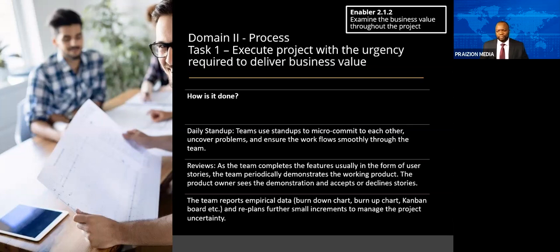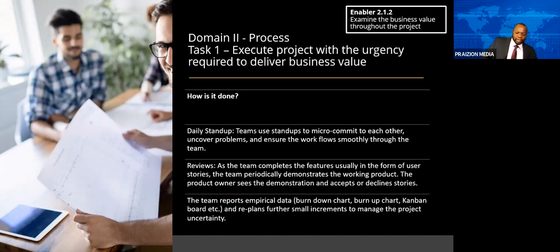So as the team completes the features, usually in the form of user stories, the team will demo what they've done to the client, to the customer. The product owner sees the demonstration and accepts or declines stories. This is another way of examining the business value. The team reports empirical data. Burn down charts are a big one.